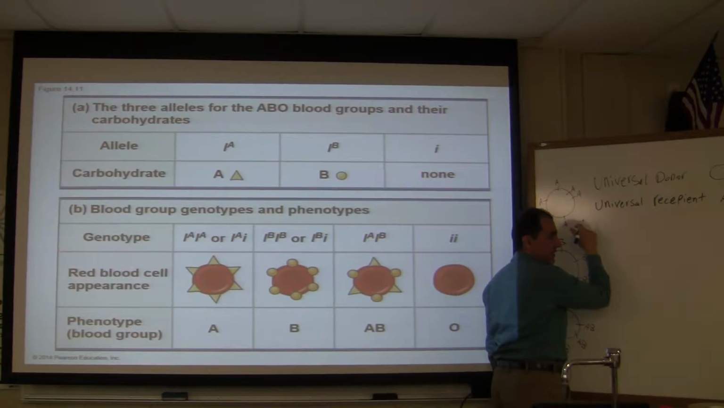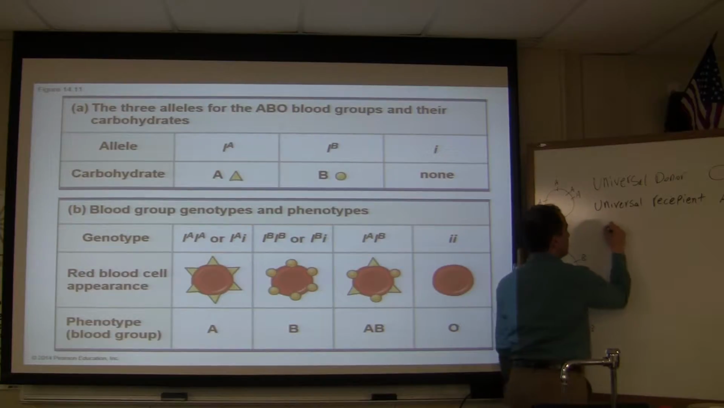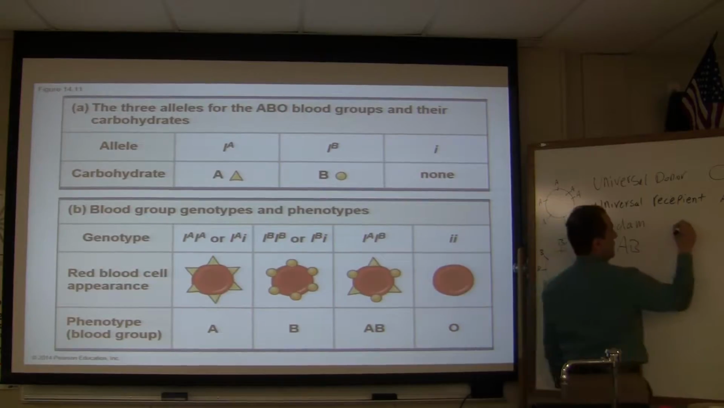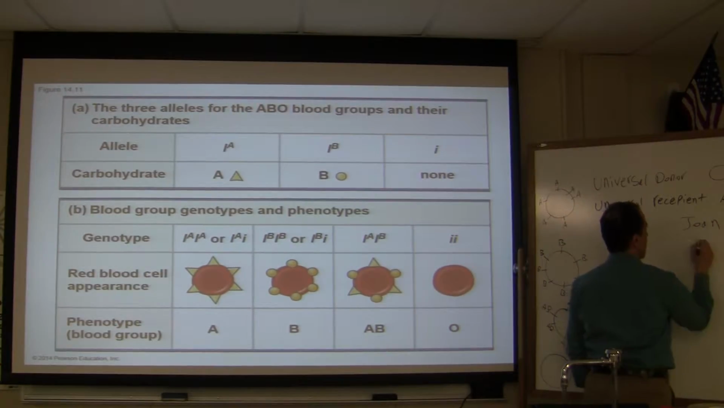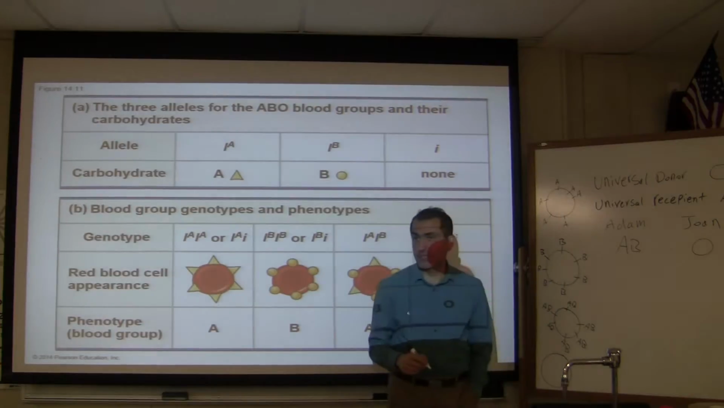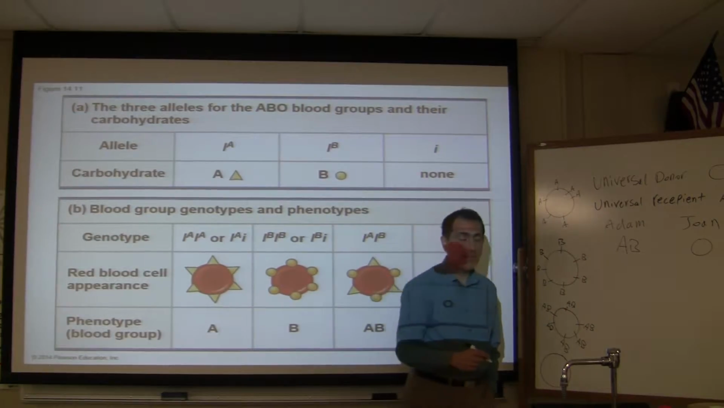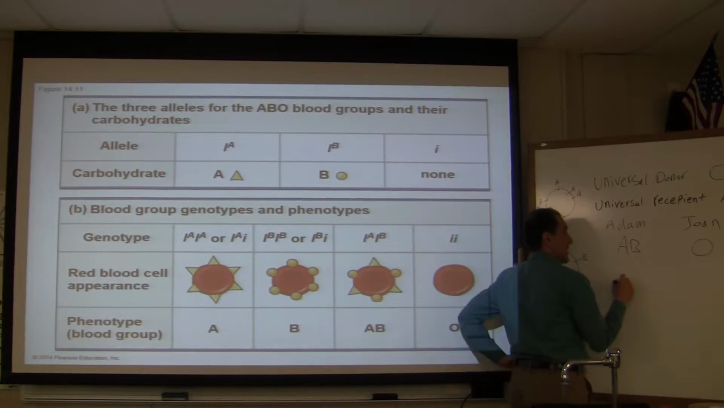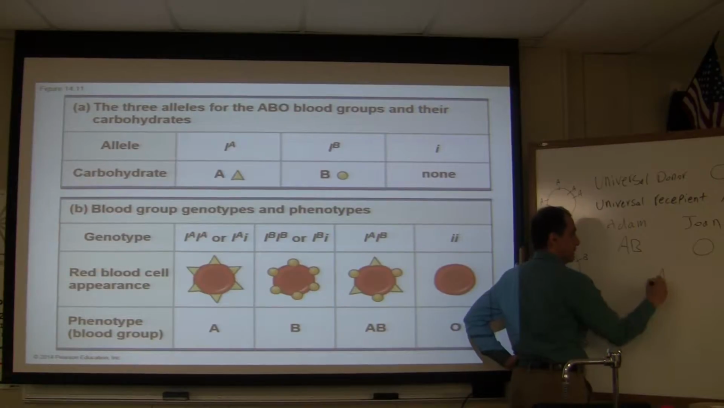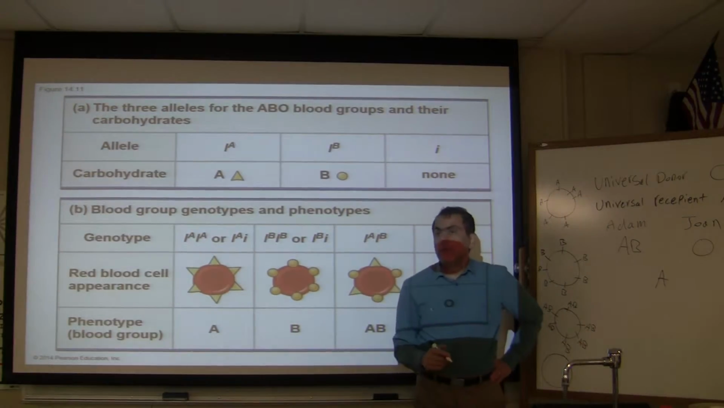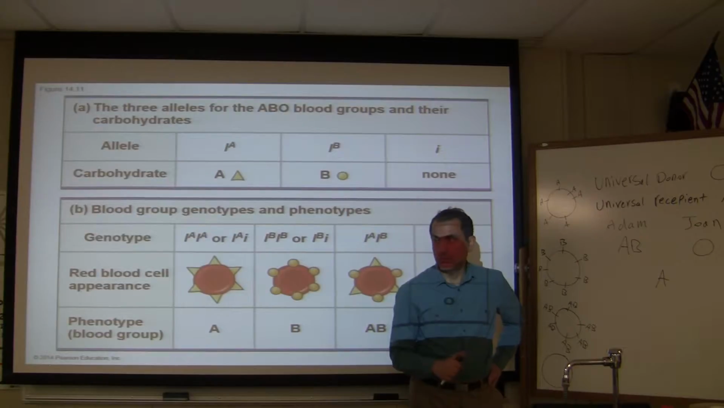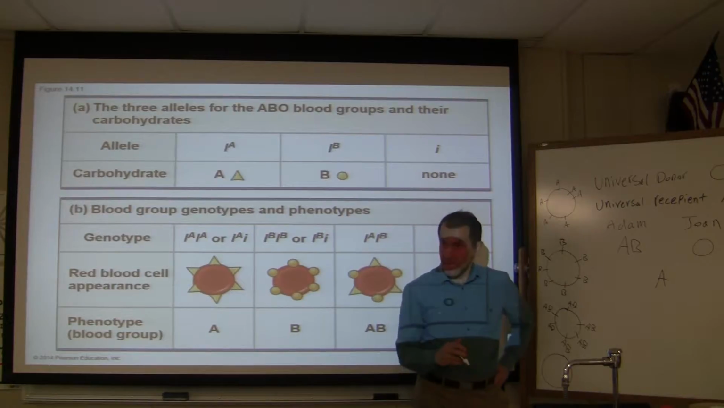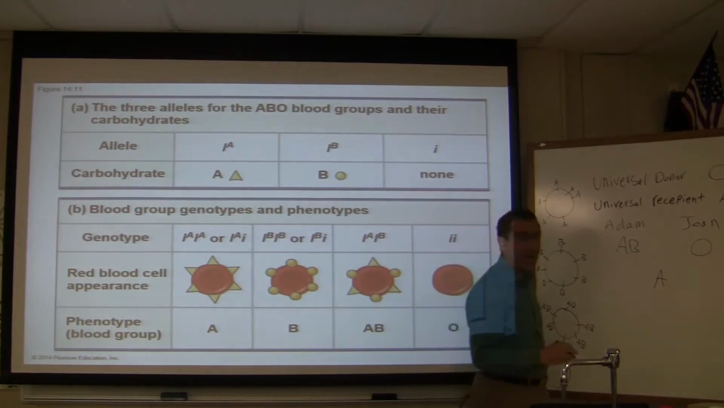Adam, are you guys ready? Adam has blood type AB and Joan has blood type O. Am I making some sense? Adam has blood type AB, and Joan has blood type O. What will happen? Can they have a child with blood type A? Yes. How is that possible?